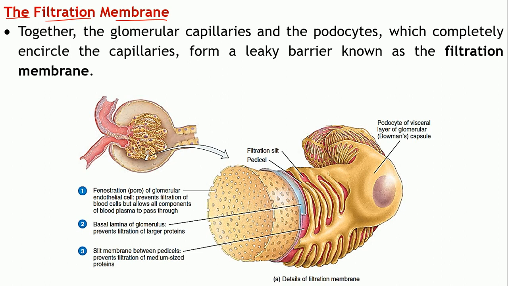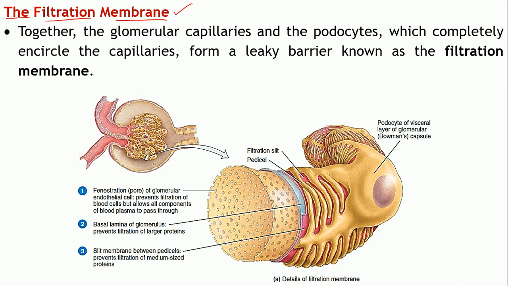It's not normal to find the blood cells or the proteins in the urine. It's the sign of damage to the kidneys, a pathological situation. So, what prevents these substances from moving out of the capillaries? That's because of this special arrangement called the filtration membrane.